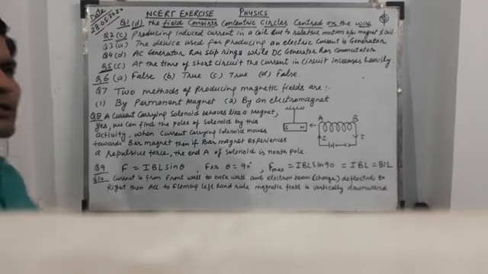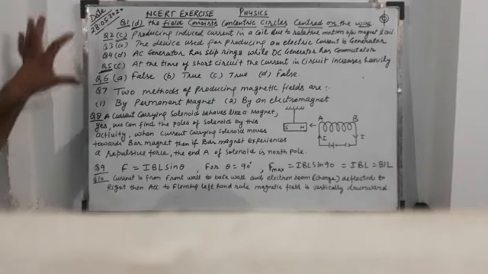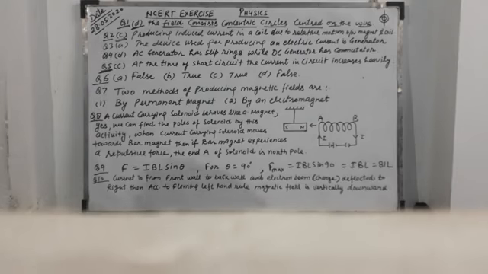Good morning students. In the last lecture we completed chapter 2. So in this lecture we will solve the NCERT exercise. In the NCERT exercise, questions 1 to 5 are multiple choice questions. There are 4 choices given to you.